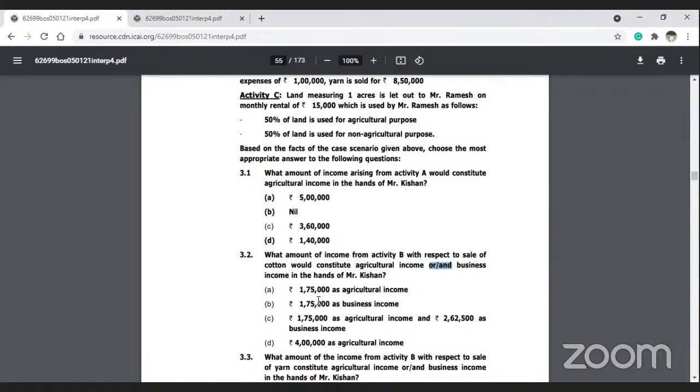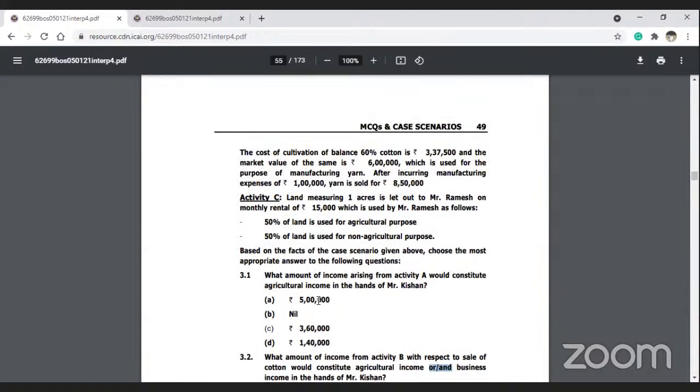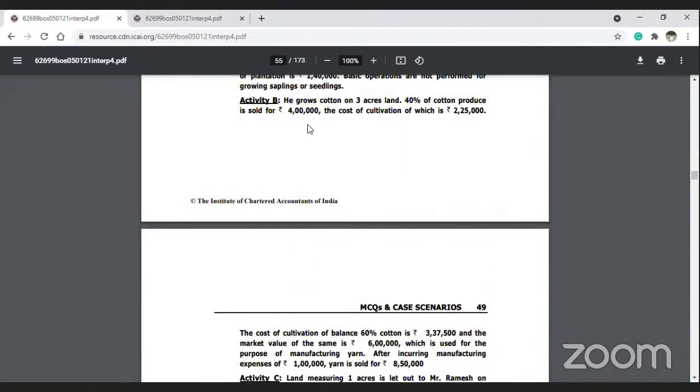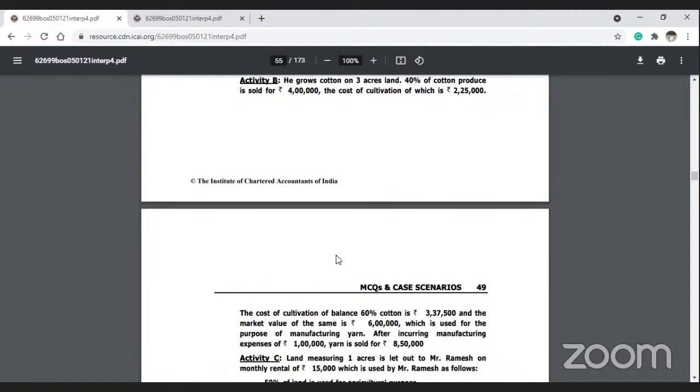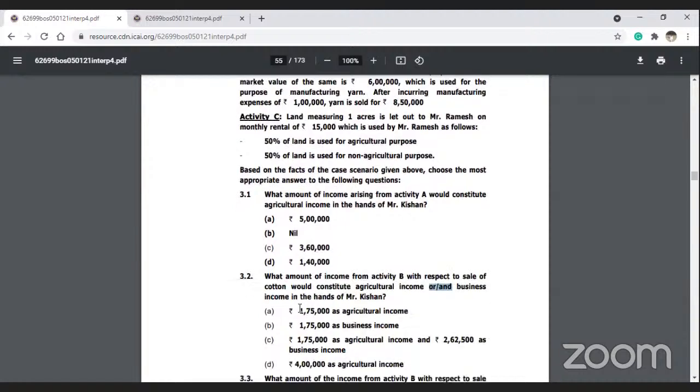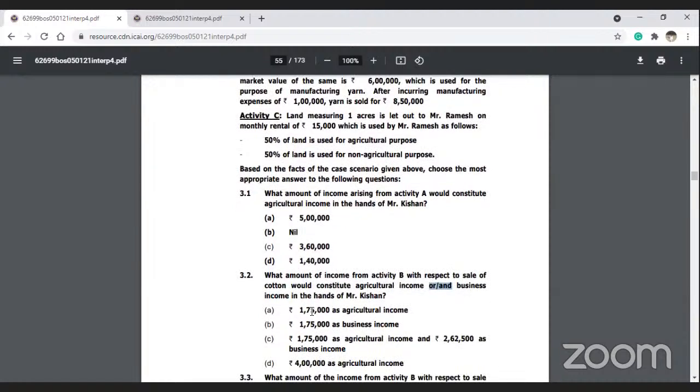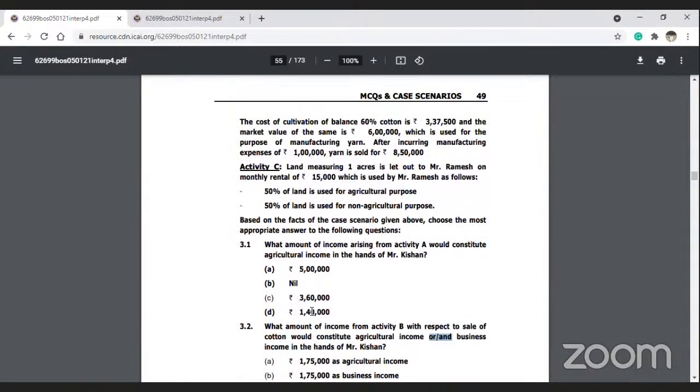You understood how? No. This one I got. For 4 lakh and cost of cultivation is 2,25,000. Yes, so 1,75,000. So we have this one option available for us. 1,75,000 is agriculture income. But even in that, show me the question. What will come for yarn then? Yes, it will come in that too.